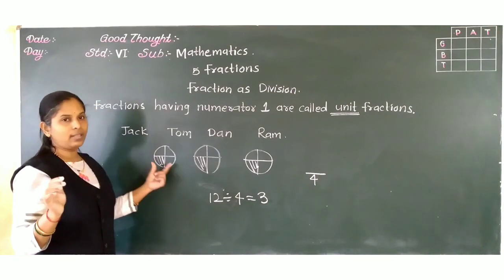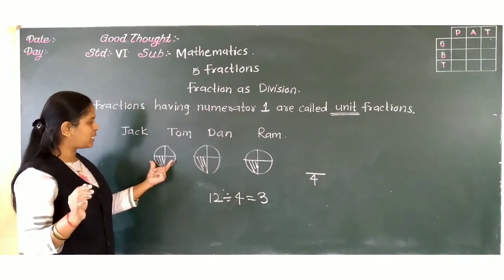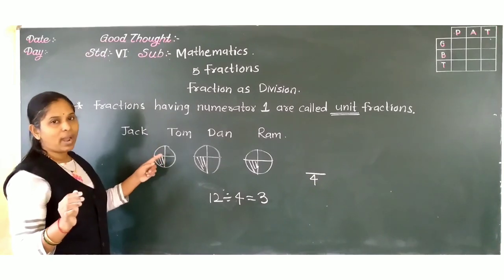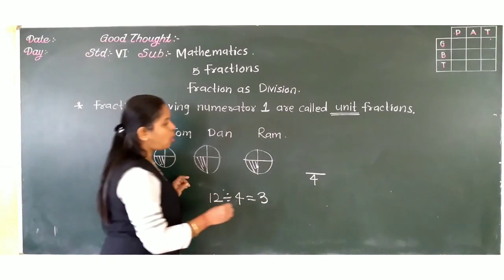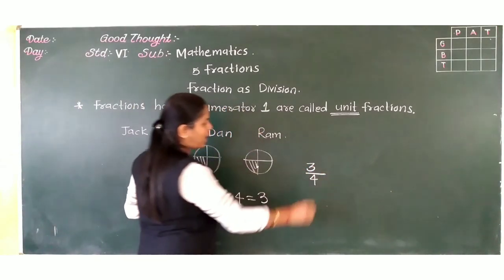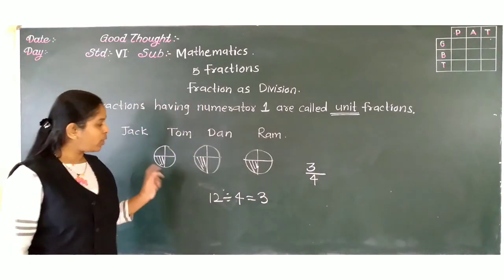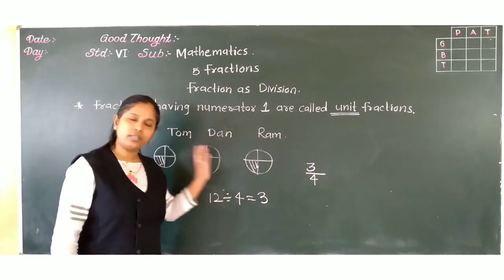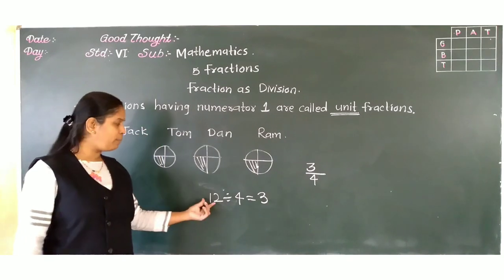From each pizza, see here, this one pizza is there. How many parts did one friend get? Out of 4 parts, 3 parts he got. Correct? What did I do? The total parts of 3 pizzas became 12.